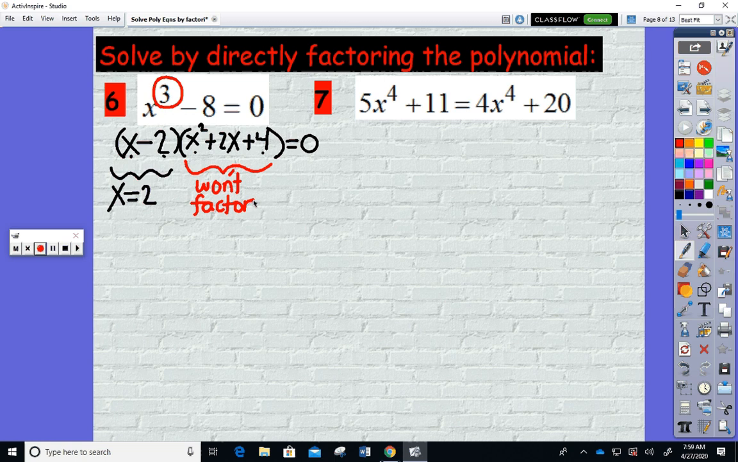The other thing is whenever you get a quadratic that doesn't factor again, you are going to get messy answers. Messy answers means that you're going to have either square roots in the answers, i's in the answers, or both. So let's see what goes on there. I have this quadratic, x squared plus 2x plus 4 equals 0. I need to find the answers, but I can't find them by factoring.